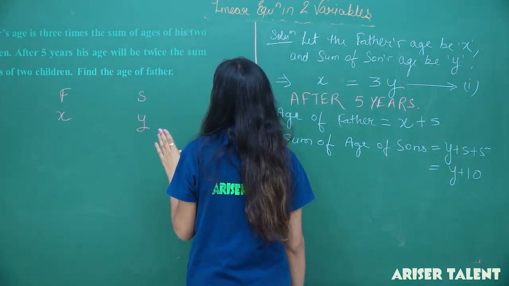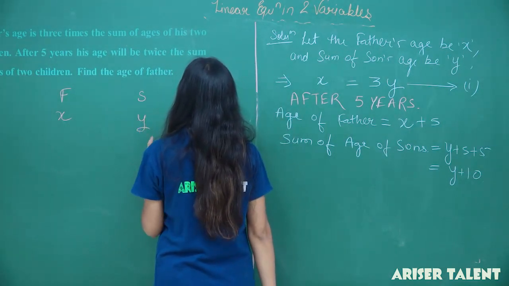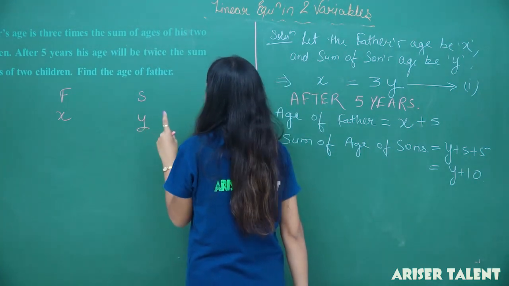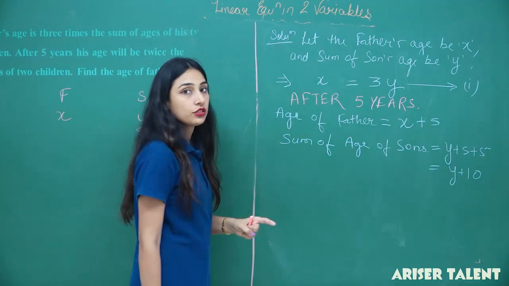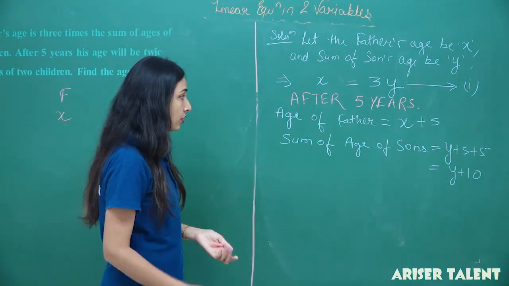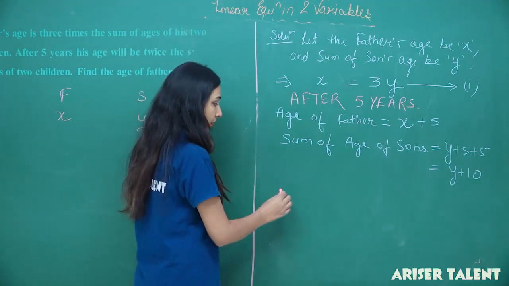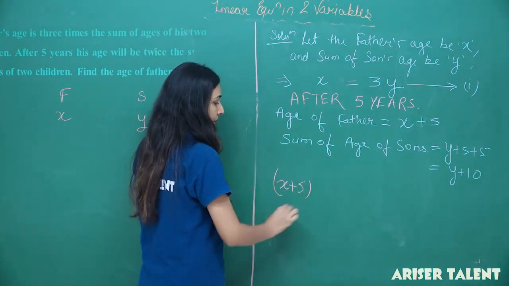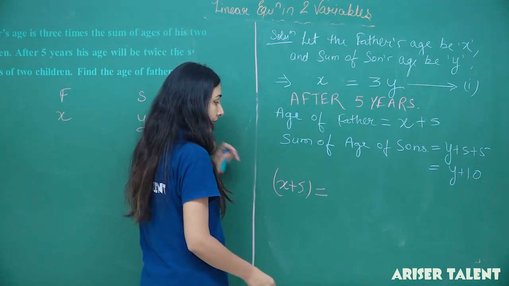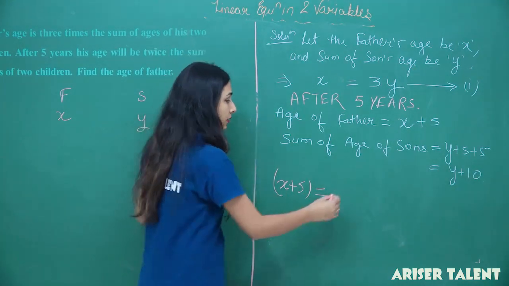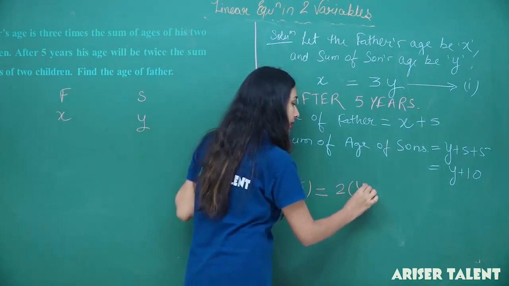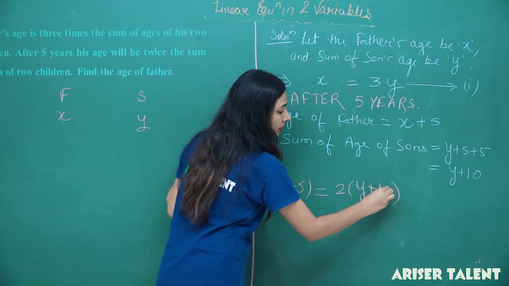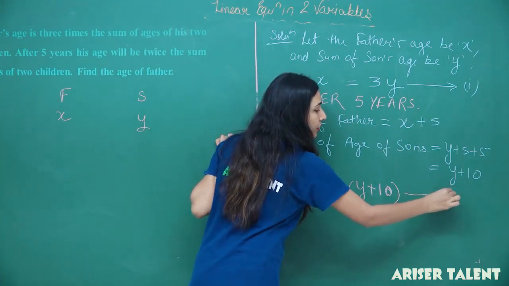Come in the question. After 5 years, his age will be twice the sum of the ages of 2 children. Twice the sum of the ages. Right. So, his age is x plus 5 after 5 years. Now, his age will become twice. Twice of what? The sum of the son's age. That is our equation number 2.